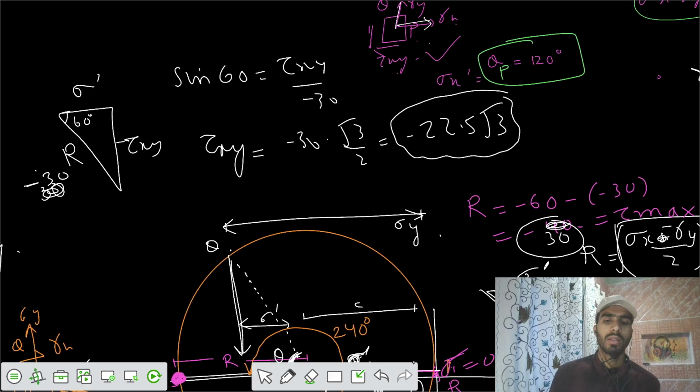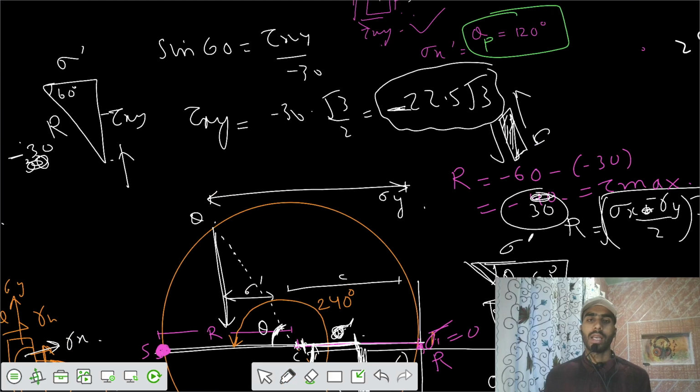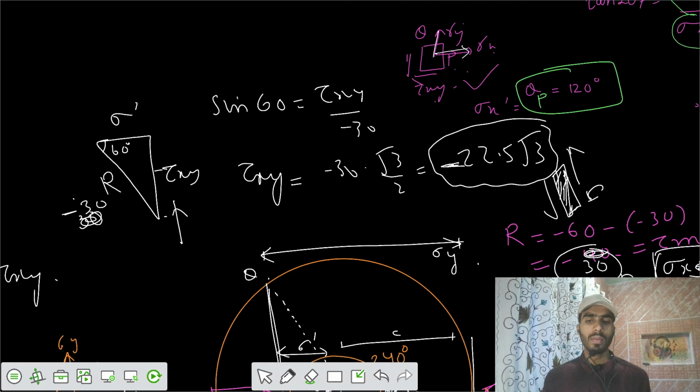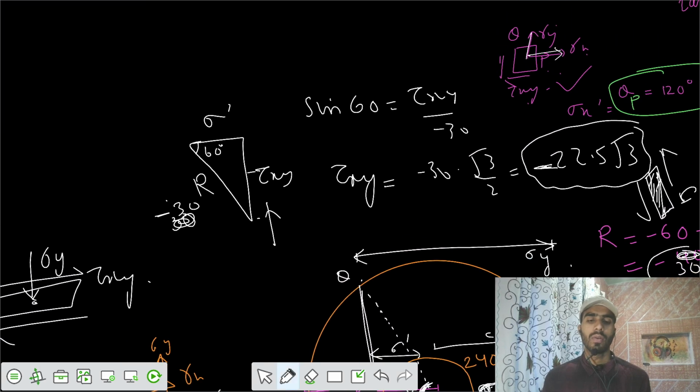This negative here means that the shear stress would be on this plane in this direction. That's anti-clockwise. That's why negative. I kept it here negative. So we got this value. Let's take the magnitude only.